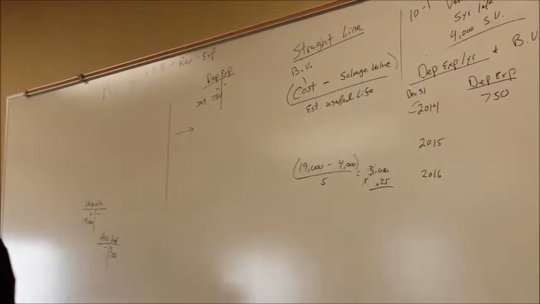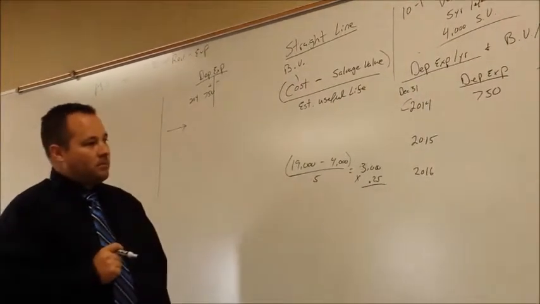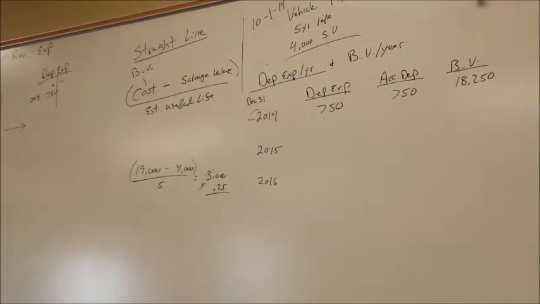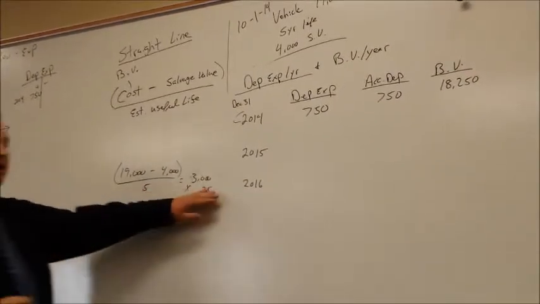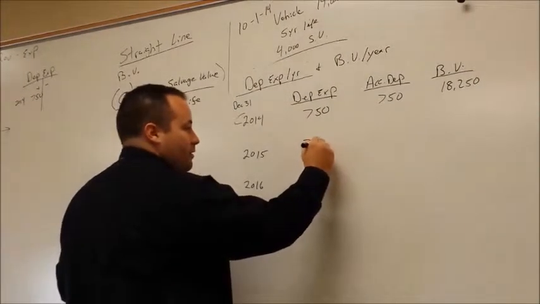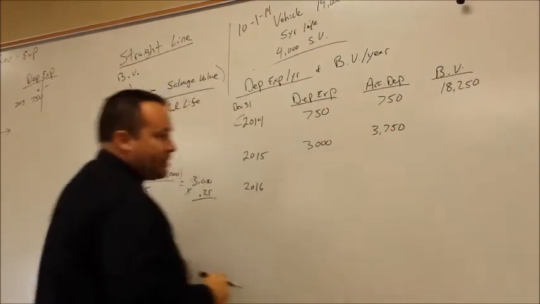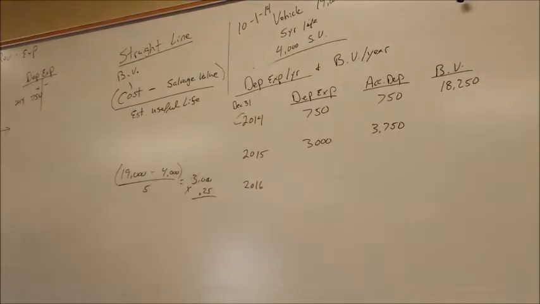For 2015, how much depreciation do I have? 3,000. Yeah, the full amount, 3,000. I had it the entire year. So in my accumulated depreciation, I have $3,750.